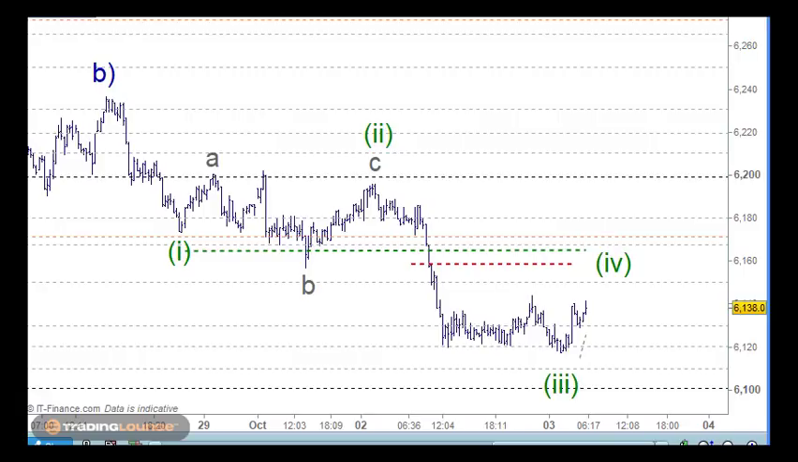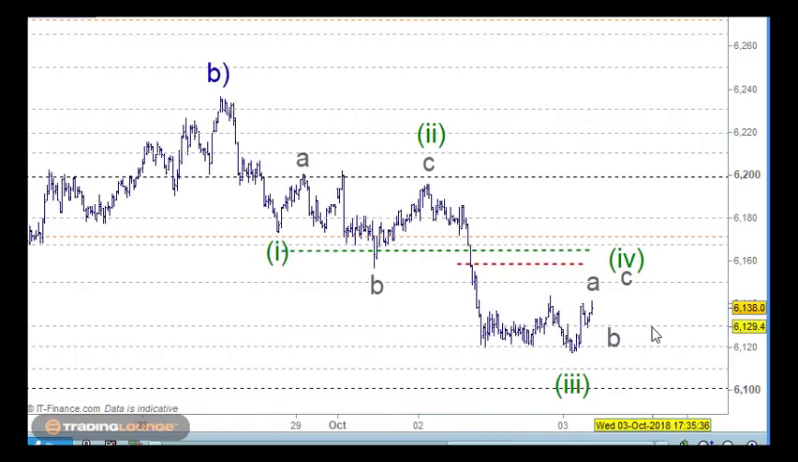let me just do some copying here. So we could have an A wave here, a B wave pulling back into here, and then a C wave up into this space here. So just be a little bit mindful of that.